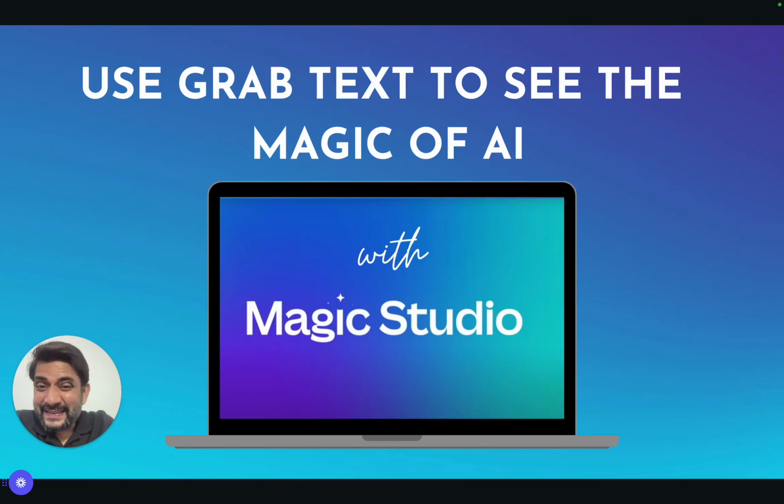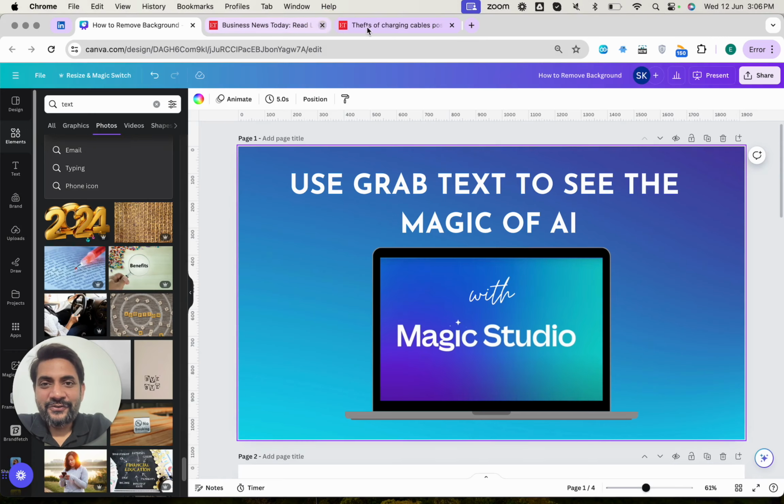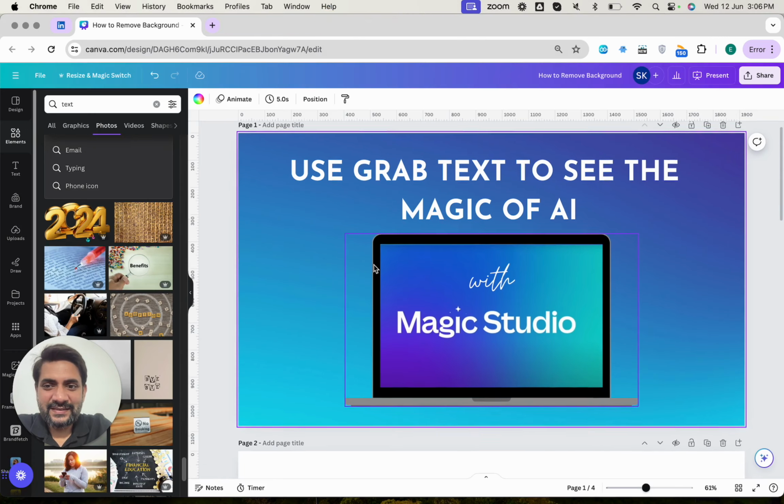Topic from the basic features of Magic Studio, that is grabbing a text. A lot of times we struggle or we get some image that we want to get the text from and we have to type it out. But no more. With Magic Studio, you can grab the text from the images. How do you do it?